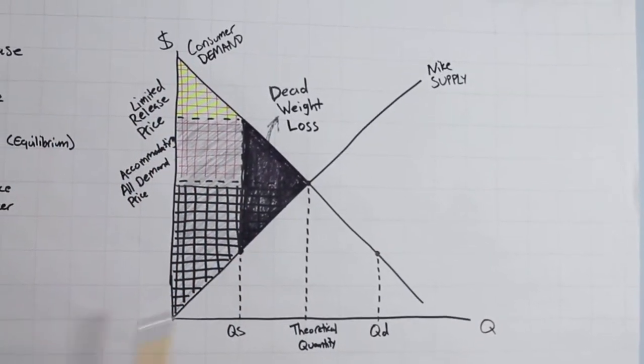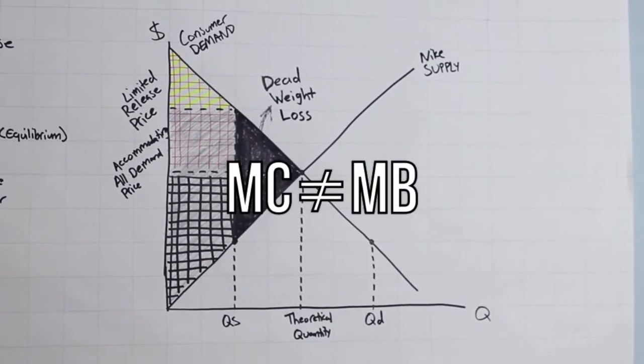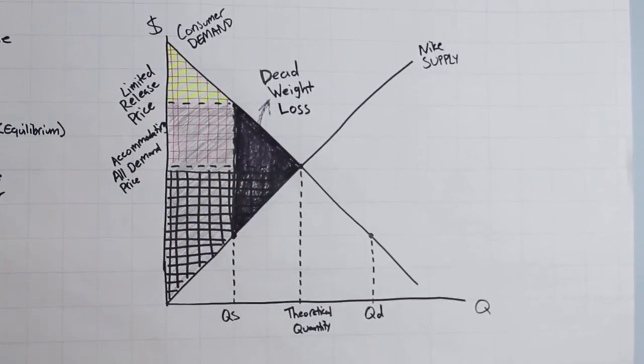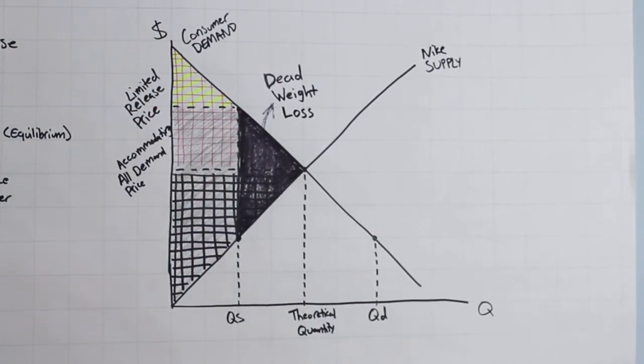However, the only problem with this quantity supplied at the limited release point, Nike is not producing at efficient levels where marginal cost equals marginal benefit. This is why you have the deadweight loss. You see at points in this triangle, consumers are not buying shoes, A, because there's no quantity available, and B, because it's not at the correct price point.